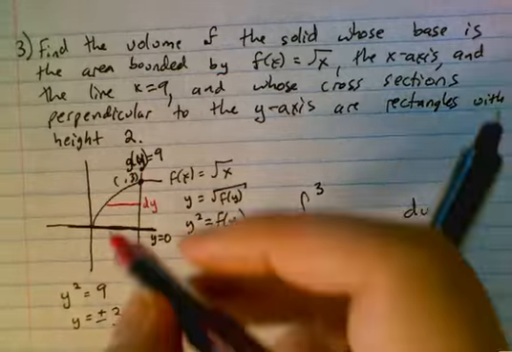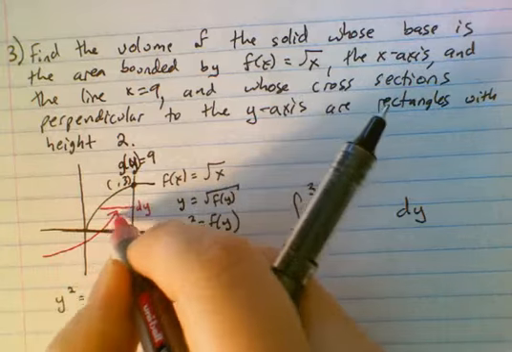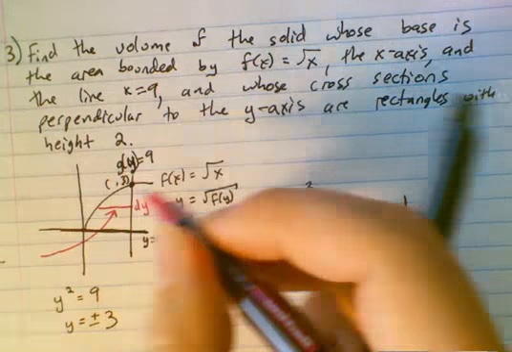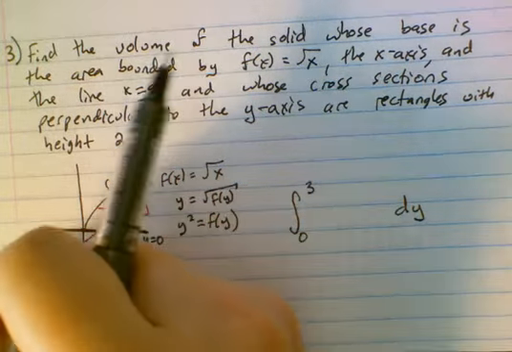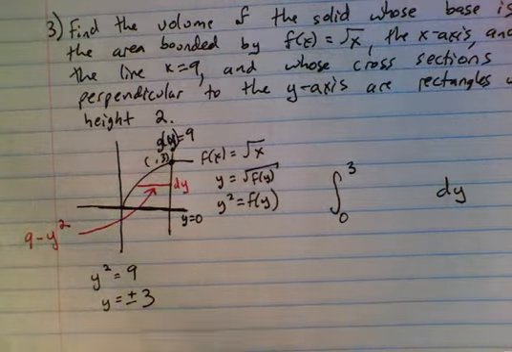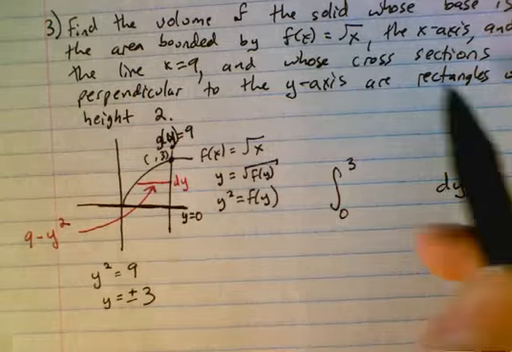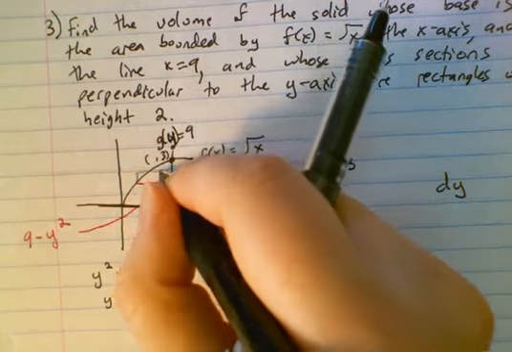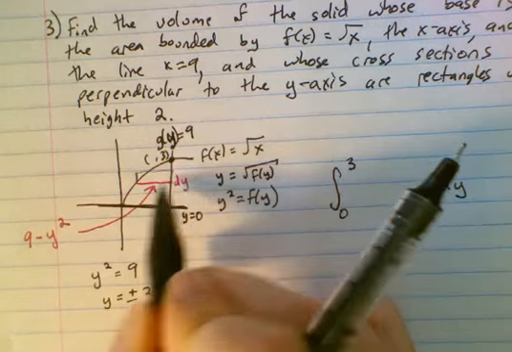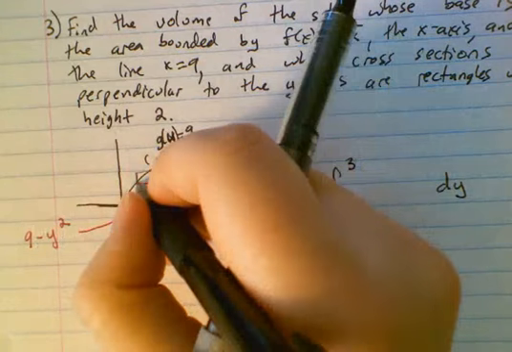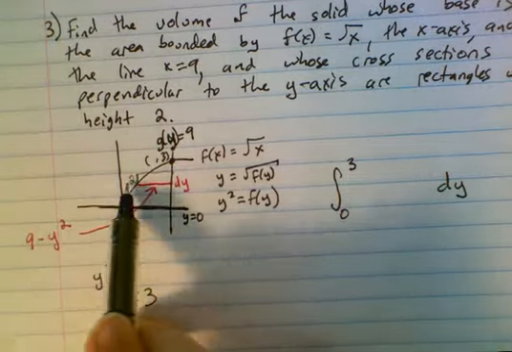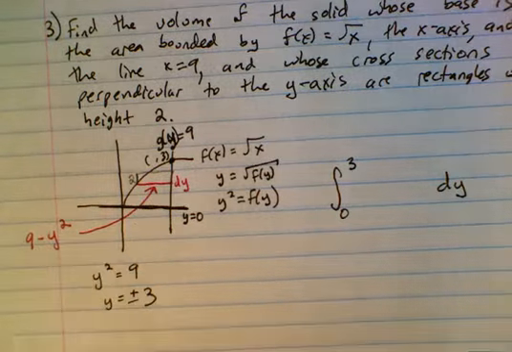And now I've got to figure out what this is. I'm always going to do right minus left, so this is 9 minus y squared. However, let's see what we do with that. So these cross sections are rectangles with height 2, so I'm going to draw my little height here. We know that this distance is 9 minus y squared, and we know that this distance is 2. So the area of this base is just going to be 2 times this distance, 9 minus y squared.